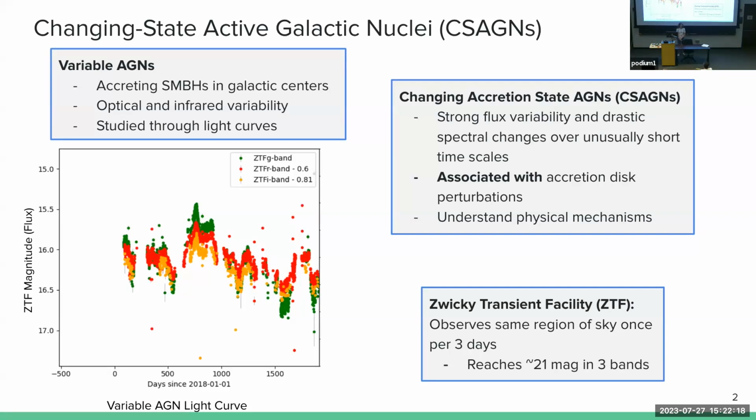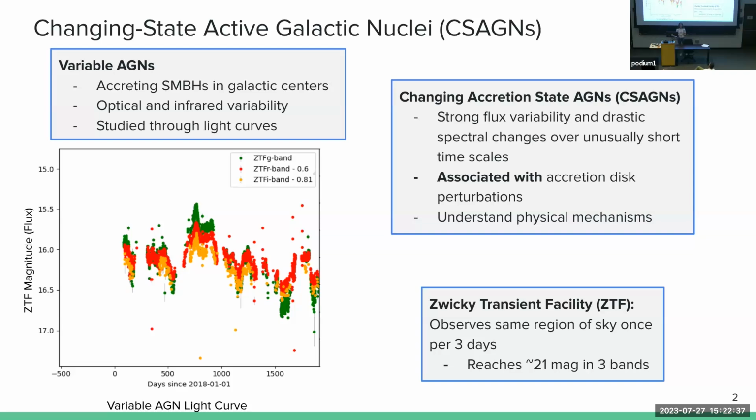So changing state active galactic nuclei are a population of variable AGNs. Variable AGNs are accreting supermassive black holes, like Miguel said, in the centers of galaxies, but they display optical and infrared variability that we can study through light curves, which essentially just plot the flux as a function of time, as we can see in the graph below.